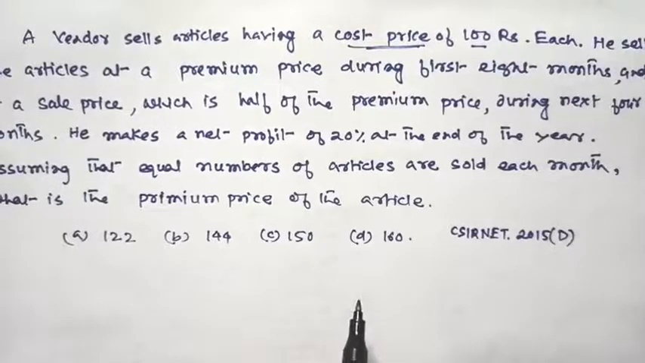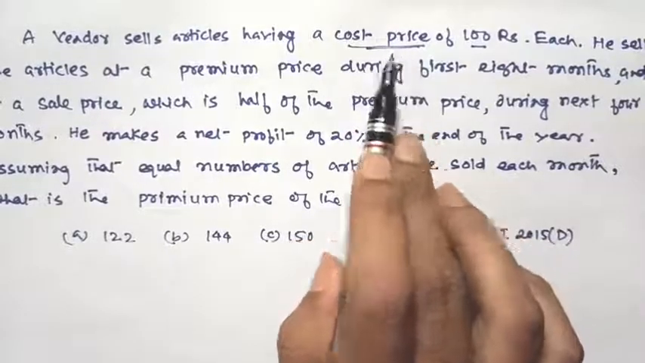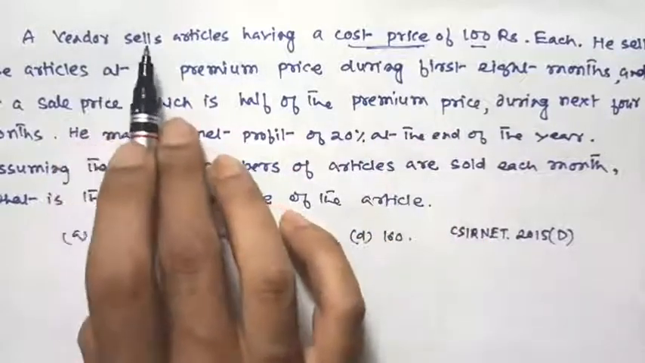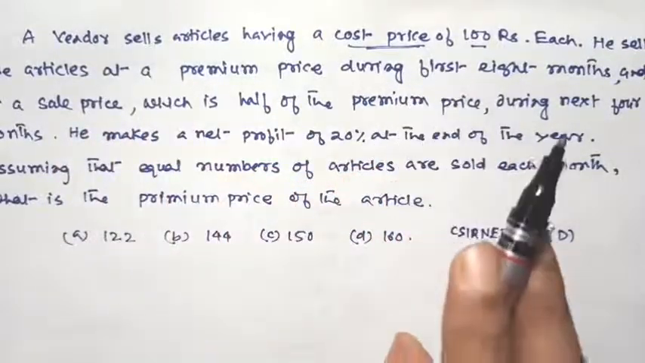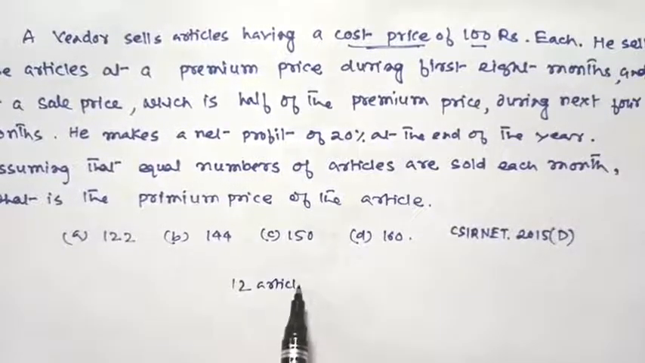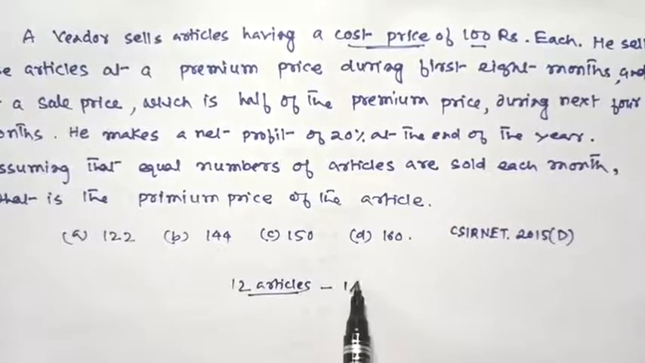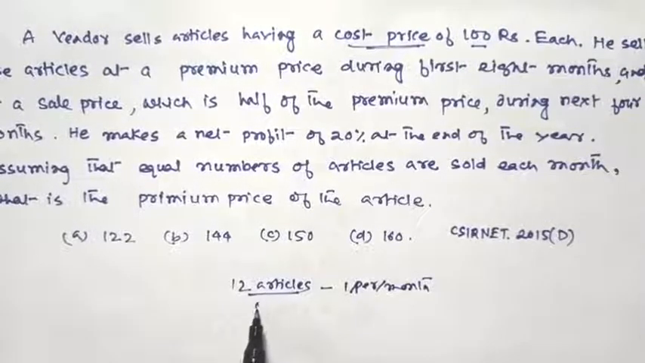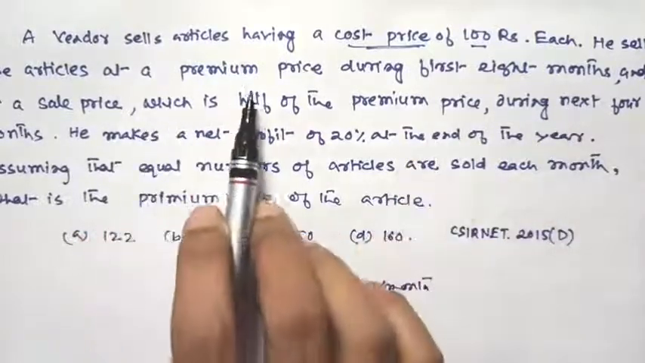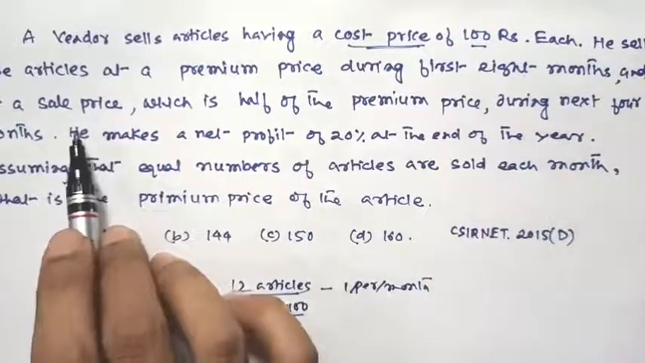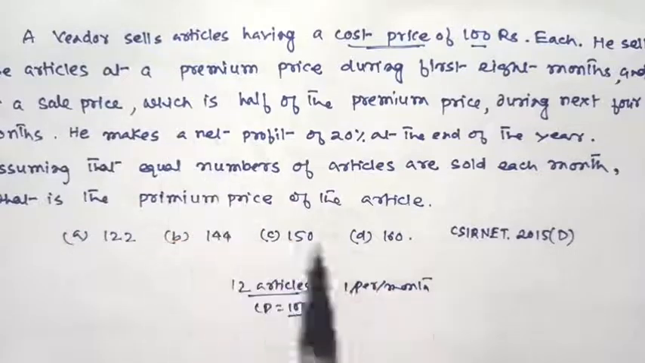In this question it is given that a vendor is selling articles having a cost price of 100 rupees. A vendor is selling 12 articles, one per month for a year. Okay, so the cost price of these articles is 100 rupees, and it is said that for the first months he was selling the articles at a premium price, and for the last 4 months he was selling at the sale price, at a half of the premium price.